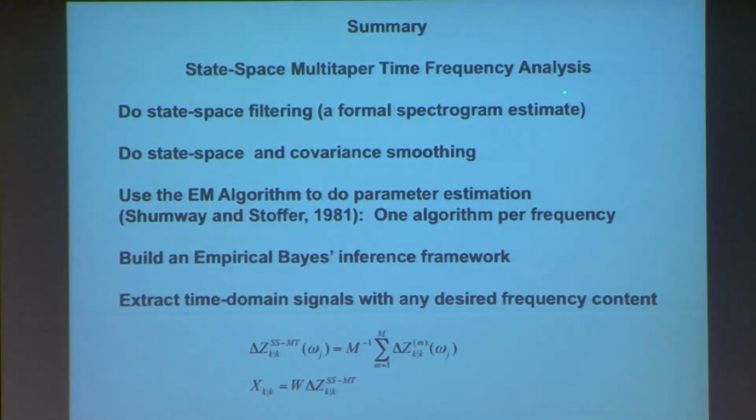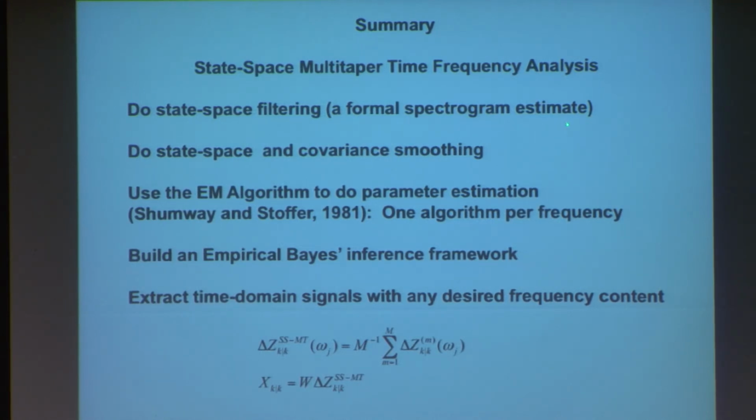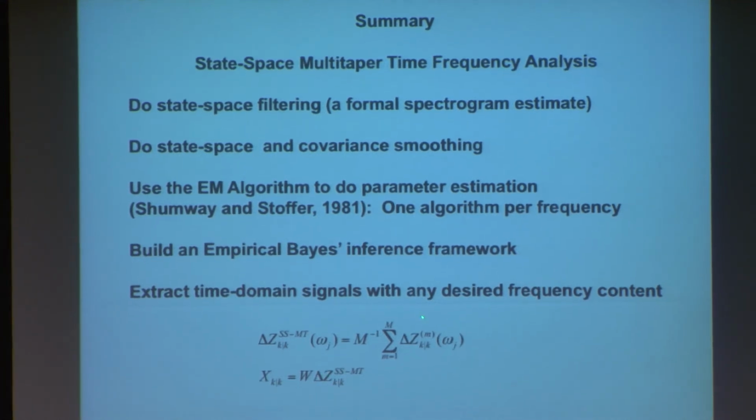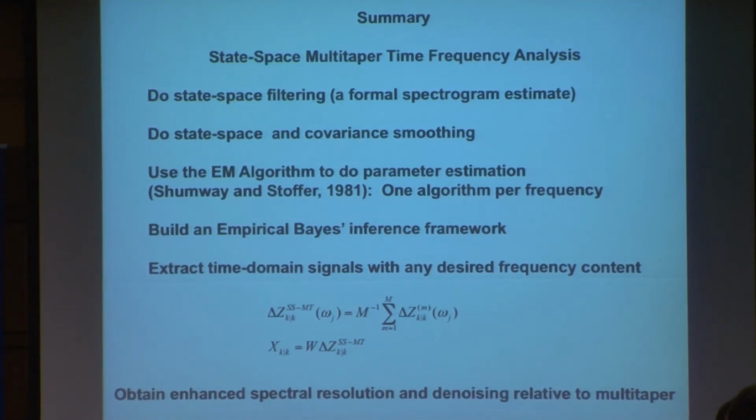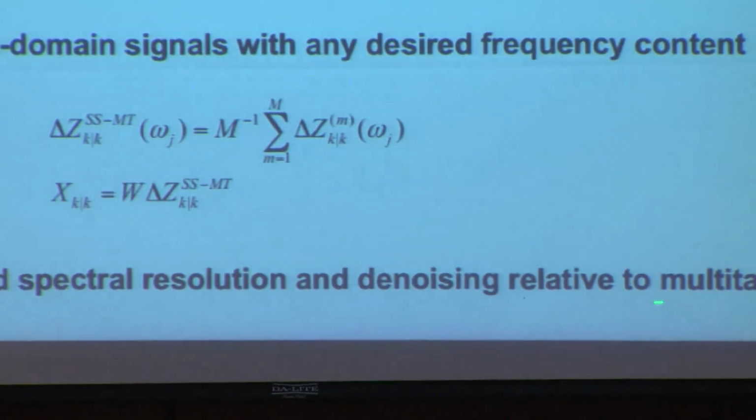This state space multi-taper analysis: you can get a formal spectrogram estimate. You can run it backwards in time. We estimated the parameters using EM, a very straightforward way to do that. It builds an empirical Bayes framework. This is that inverse computing, getting a time domain extract. You can extract any component, so you can have a filter that pulls out any frequencies that you want by doing it this way. And I showed you could see the enhanced spectral resolution and denoising.